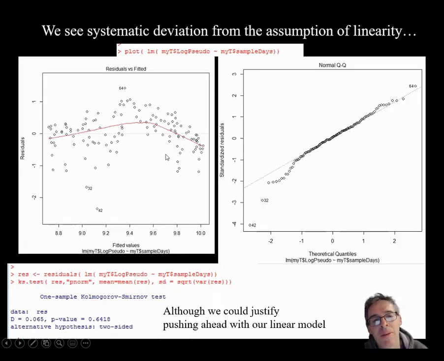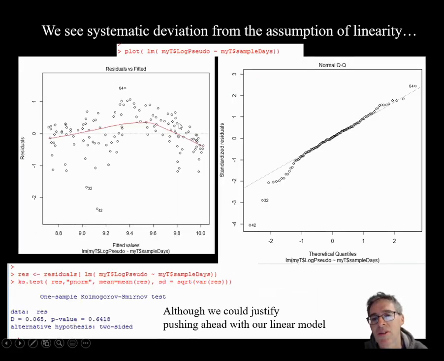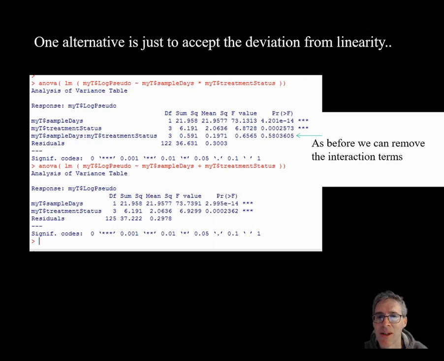So it would not be incorrect to simply ignore this deviation from normality and push ahead with our linear models. But we're going to explore another alternative that tries to increase the number of parameters in the model to deal with the nonlinearity of the model. So again, one solution would be just to ignore the deviation from linearity and just proceed as normal.